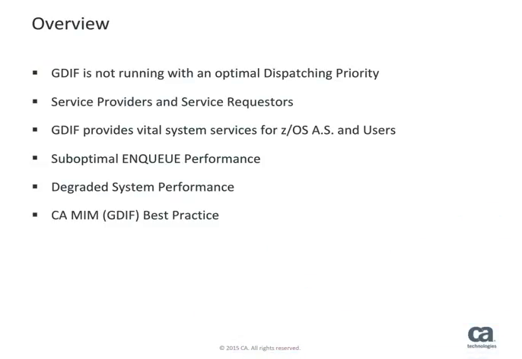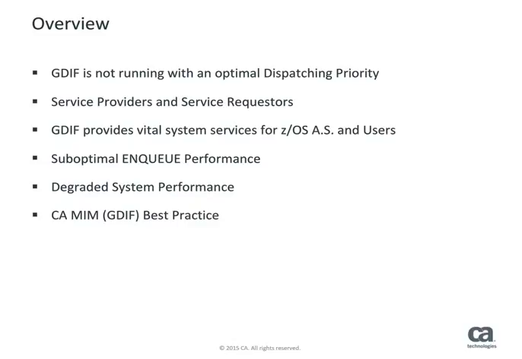During product initialization, this new health check detects when an MII Global Data Integrity Facility address space is not running with an optimal dispatching priority. Service providers, such as GDIF, should execute with a higher dispatching priority than service requesters. GDIF provides vital system services for z/OS address spaces and users. Therefore, it should run at dispatching priority Fox to obtain the resources necessary to provide time-critical service.